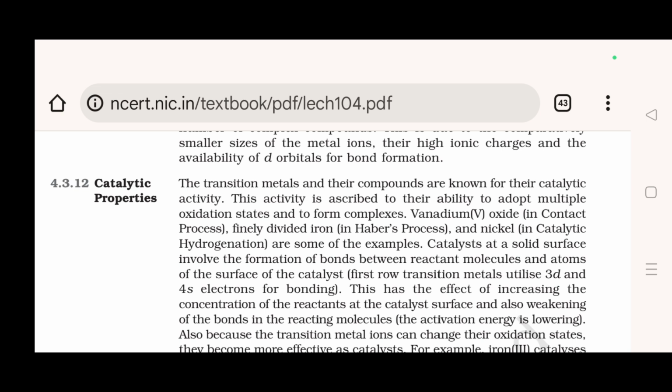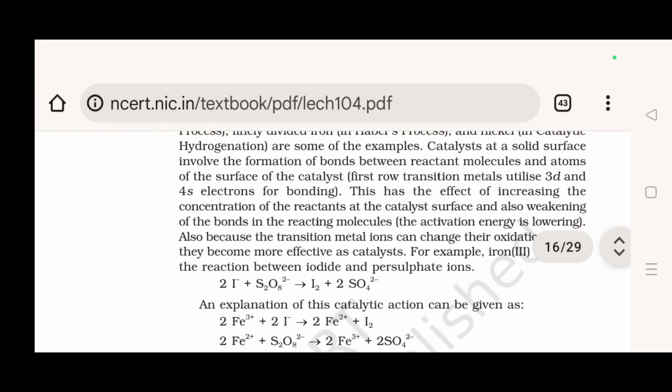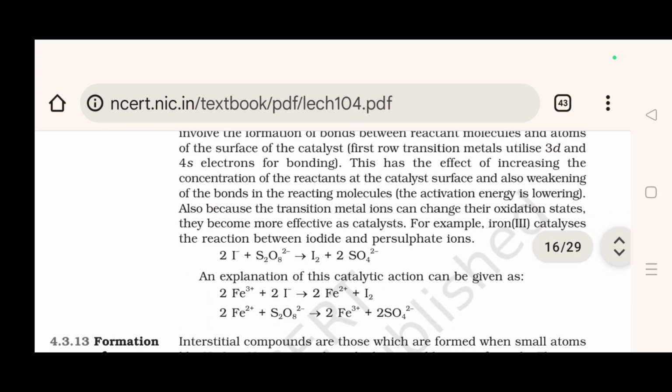Catalysts at a solid surface involve the formation of bonds between reactant molecules and atoms of the surface of the catalyst. First row transition metals utilize 3d and 4s electrons for bonding. This has the effect of increasing the concentration of the reactants at the catalyst surface and also weakening of the bonds in the reacting molecules. The activation energy is lowered.